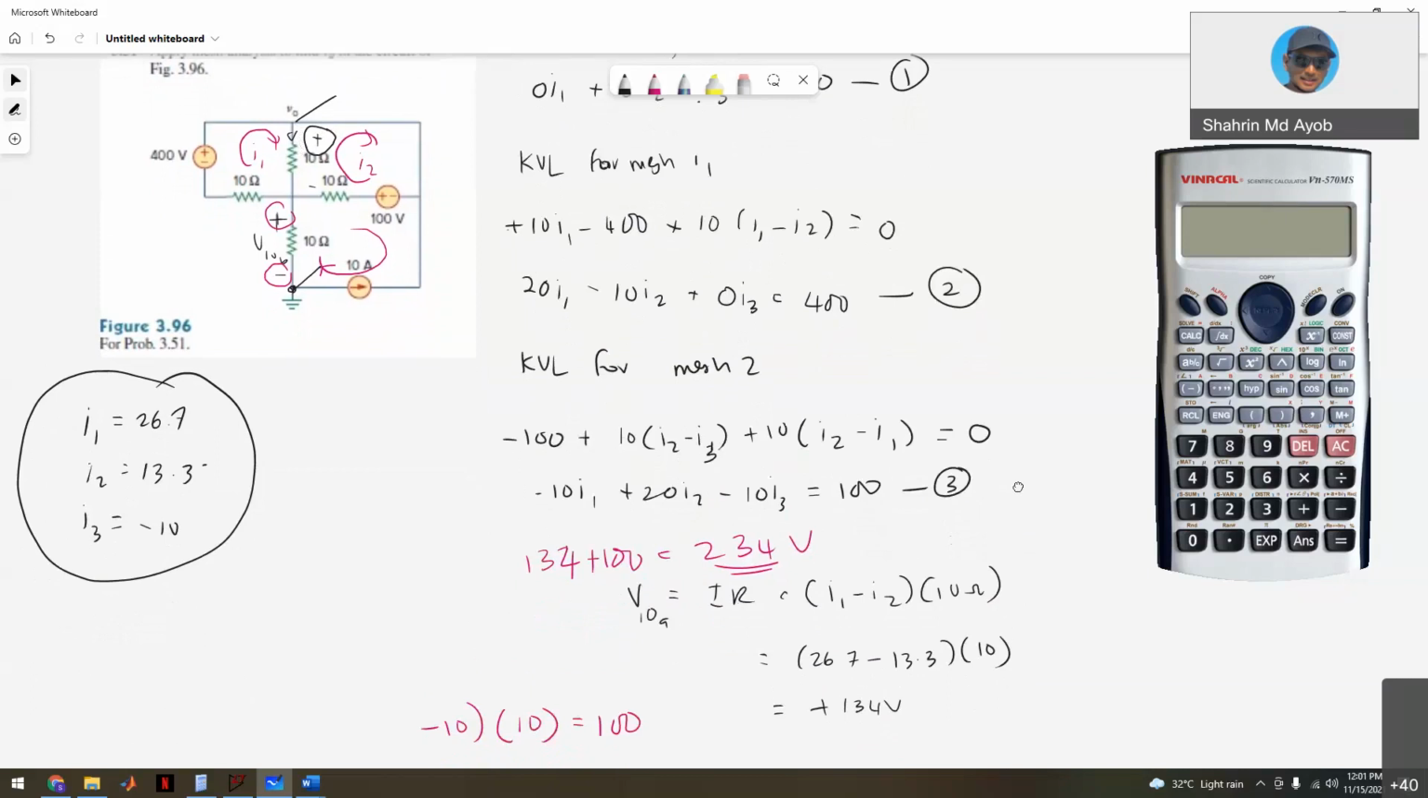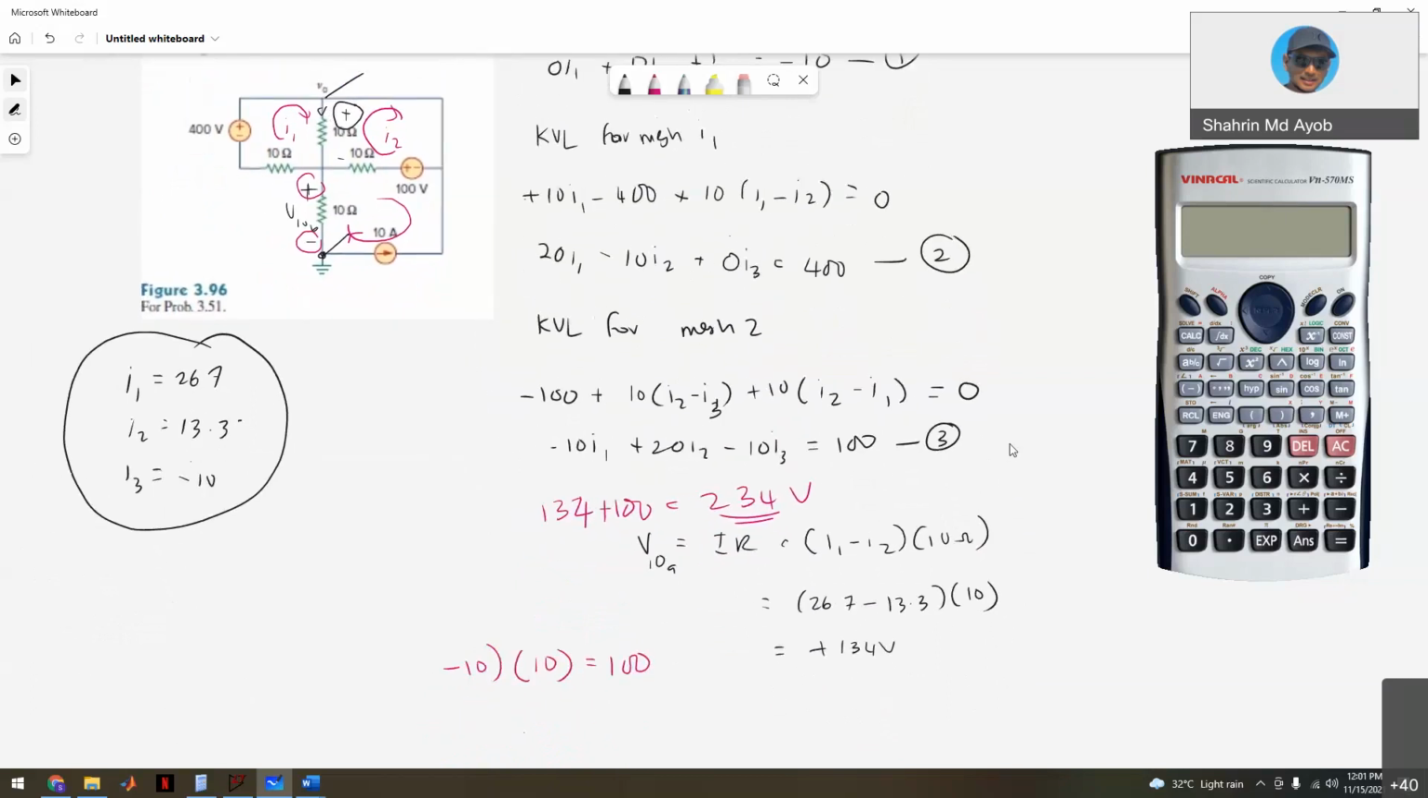So can I ask a question? The positive and negative polarity for the resistance when you put it, is it an assumption? Yeah, it's actually an assumption. For example, for VO here, my assumption is that the 10, this is the polarity. That is my assumption.